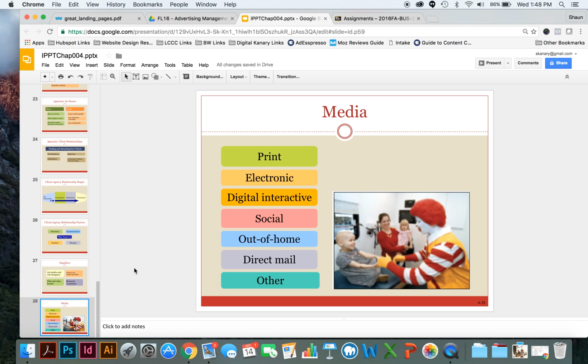Obviously print collateral, electronic collateral, digital interactive such as websites. You have social media, you have out of home, direct mail, and other types of media.